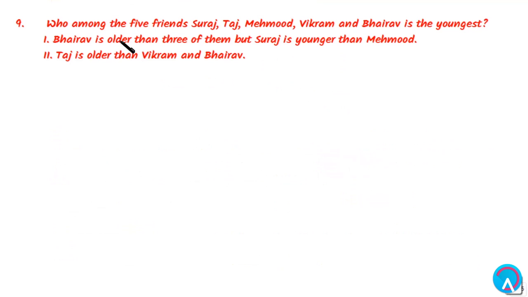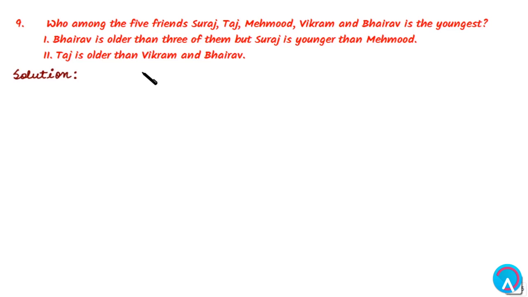Let's do question number 9. Who among the 5 friends, Suraj, Taj, Mahmood, Vikram and Bhairav is the youngest? And these are the statements which are given. First is Bhairav is older than 3 of them, but Suraj is younger than Mahmood. And the second statement is Taj is older than Vikram and Bhairav. Let's analyze these statements and let's see how we can find who is the youngest of the 5 friends.